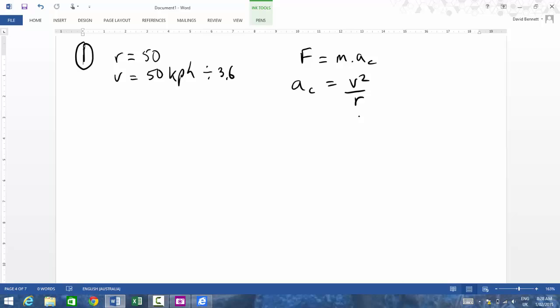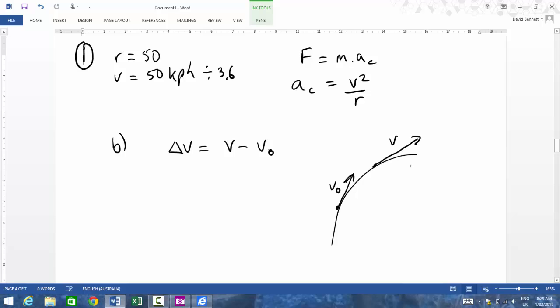For part B, you could talk about the change in velocity equals the final velocity take the initial velocity. As it's going around the bend, you could talk about the initial velocity v0, and the final velocity v. So obviously that would be your minus v0, which means that it would be directed towards the centre of the bend itself.